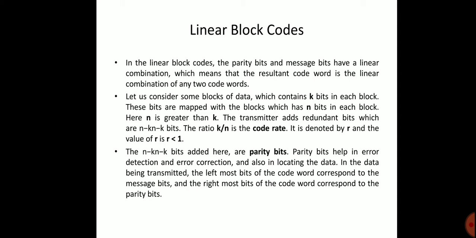It is denoted by r, and the value of r is less than or equal to 1. The n minus k bits added are the parity bits. The parity bits help in error detection and correction, and also in locating the error in the data being transmitted. The leftmost bits of the code word correspond to the message bits and the rightmost bits of the code word correspond to the parity bits. So this is how linear block codes function over the complete block of data.